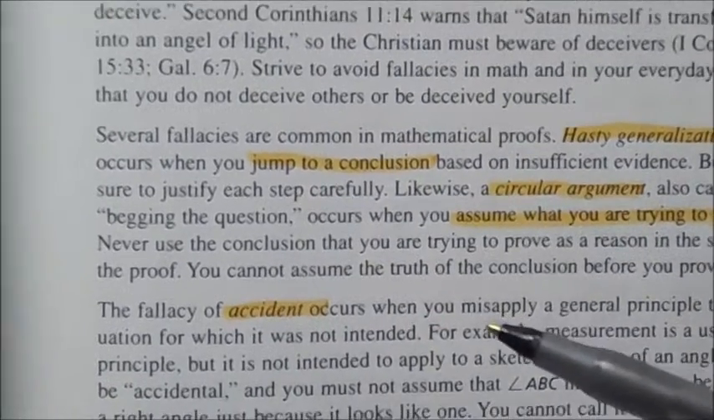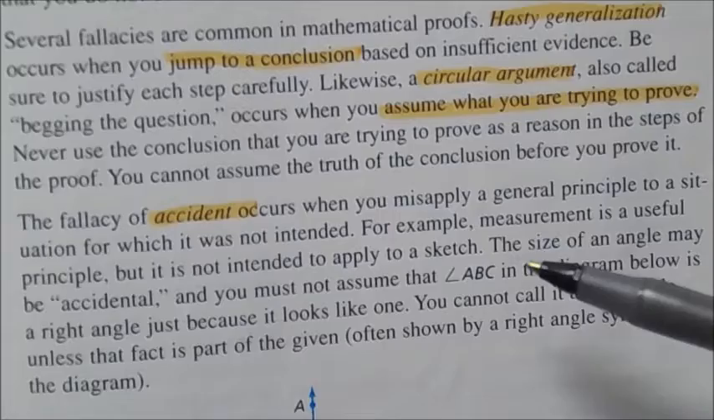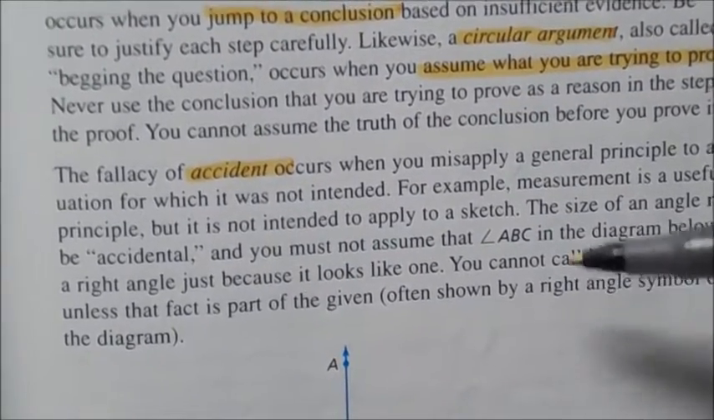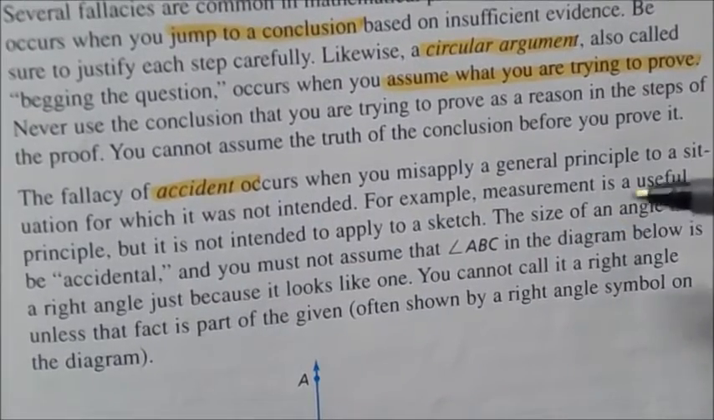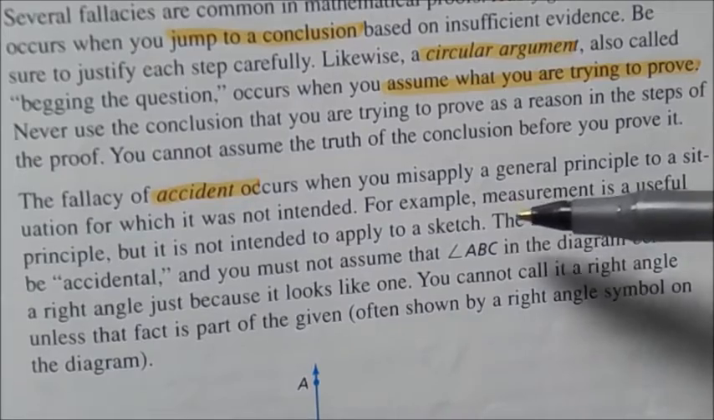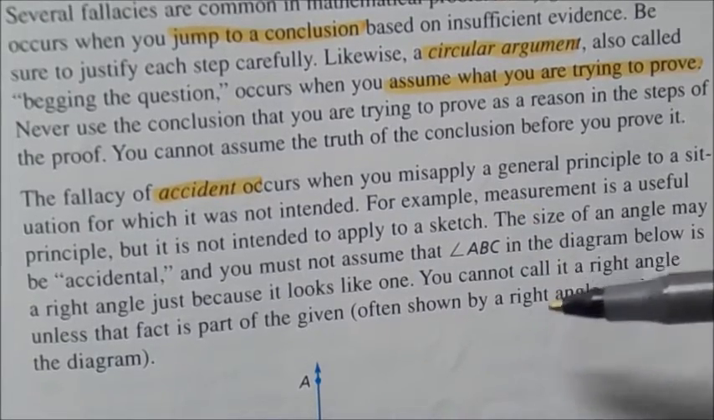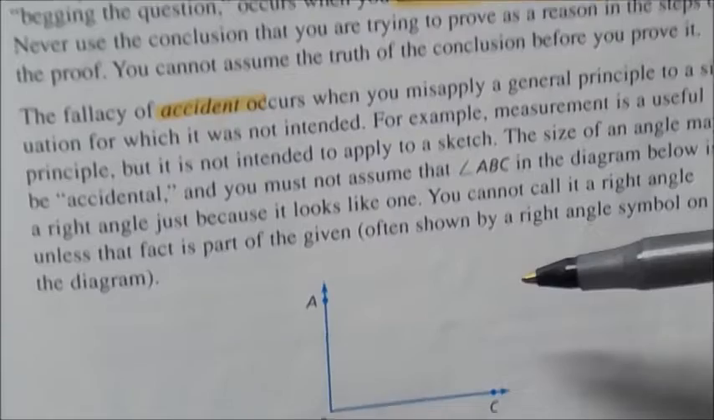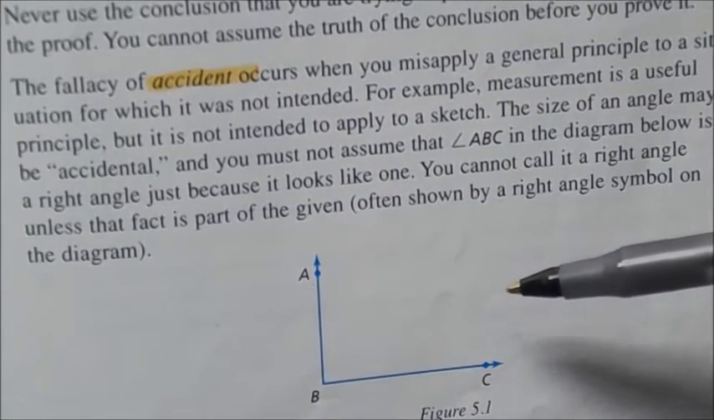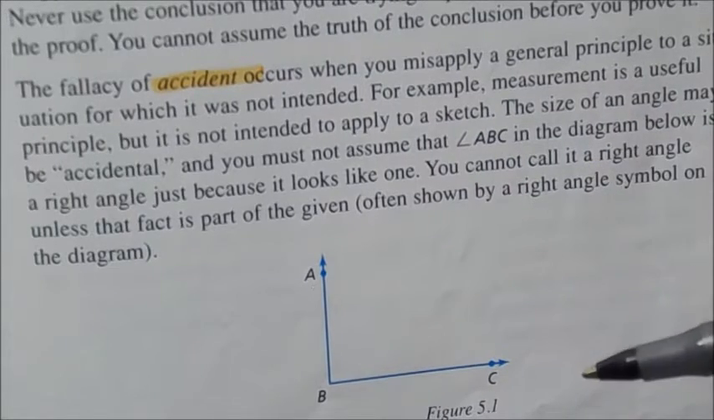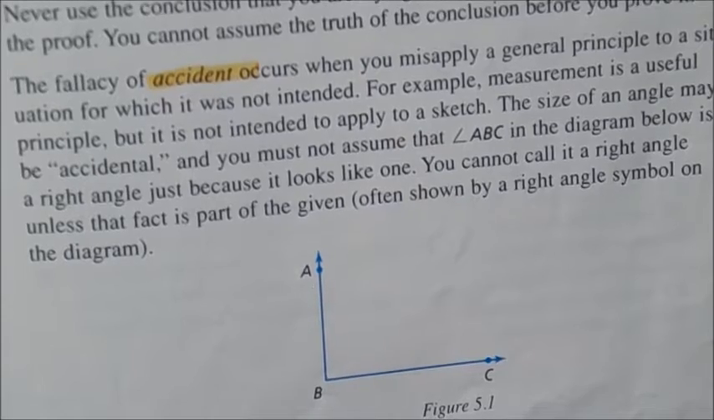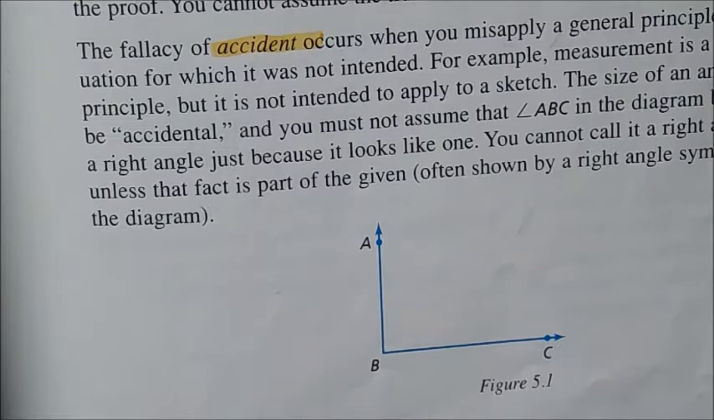All right. The fallacy of an accident occurs when you misapply a general principle to a situation for which it's not intended. So this is a good one. It says, for example, measurement is a useful principle, but it's not intended to apply to a sketch. The size of any angle may be accidental. You must not assume that angle ABC in the diagram below is a right angle just because it looks like one. You cannot call it a right angle unless it is in fact part of the given information. They'll probably give that to you by a symbol.